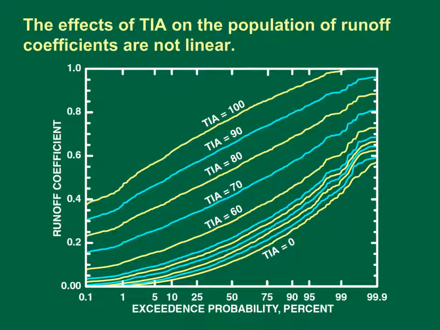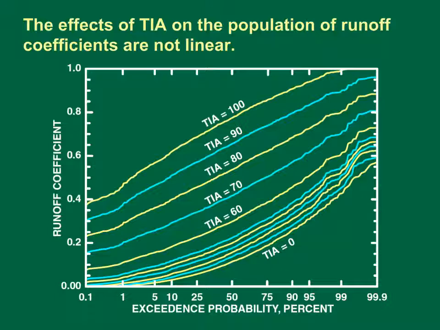This graph shows the effects of increasing TIA on simulated runoff coefficients. As you can see, the effects of imperviousness on the population of runoff coefficients are not linear. This graph shows the runoff coefficients generated using the equations developed for non-highway sites in SELDM. The runoff coefficients vary from 0 to 1 on a linear scale on the vertical axis, and the exceedance probabilities vary from 0.1 to 99.9 on a nonlinear probability scale on the horizontal axis.